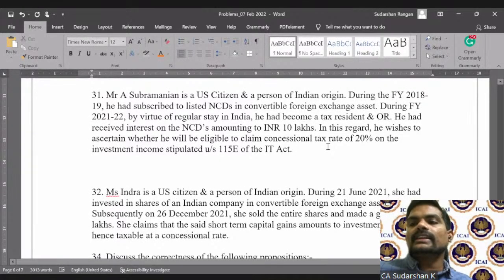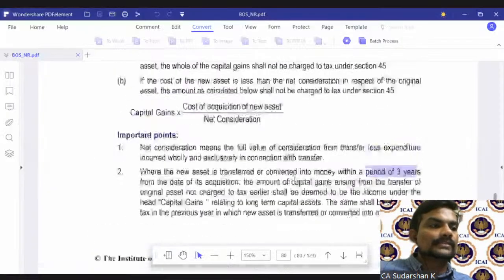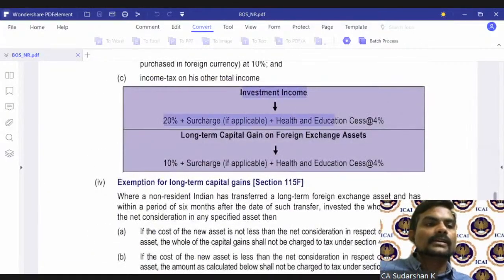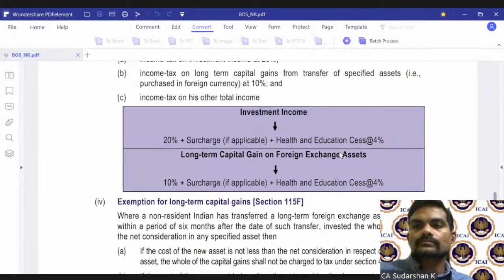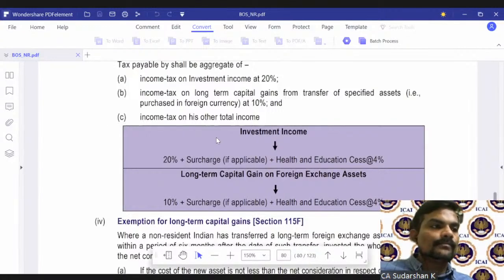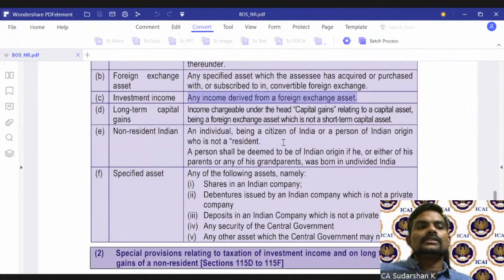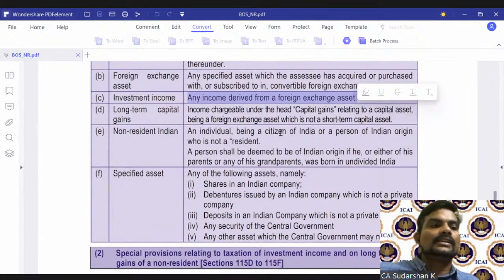He wants to know whether he is eligible to get a concessional rate. That is, investment income, if you recollect, is taxed at 20%. And this is an investment income. In fact, what is an investment income? You can see, any income derived from a foreign exchange asset. So this is interest from the NCD. Therefore, this is an investment income.